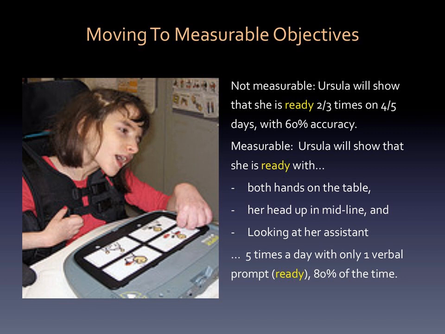By adding some of these details to our objective, it is much clearer for her assistant to see what will be measured. For example, Ursula will show that she is ready with both hands on the table, her head up in midline, and looking at her assistant 5 times a day with only 1 verbal prompt 80% of the time. If you picture yourself or the assistant actually collecting the data, I find this really helps to write a clear objective.